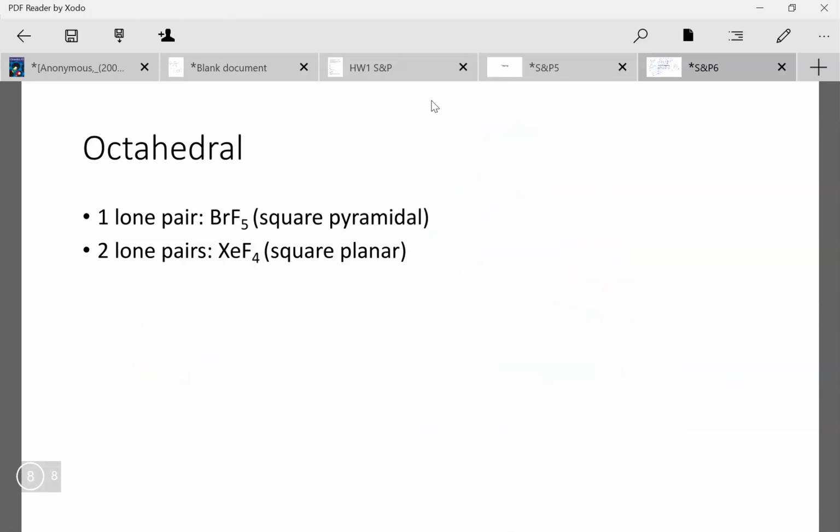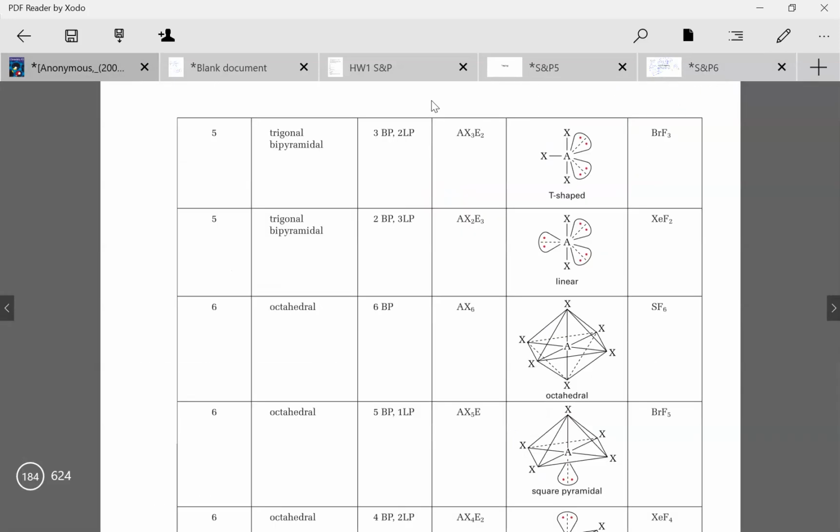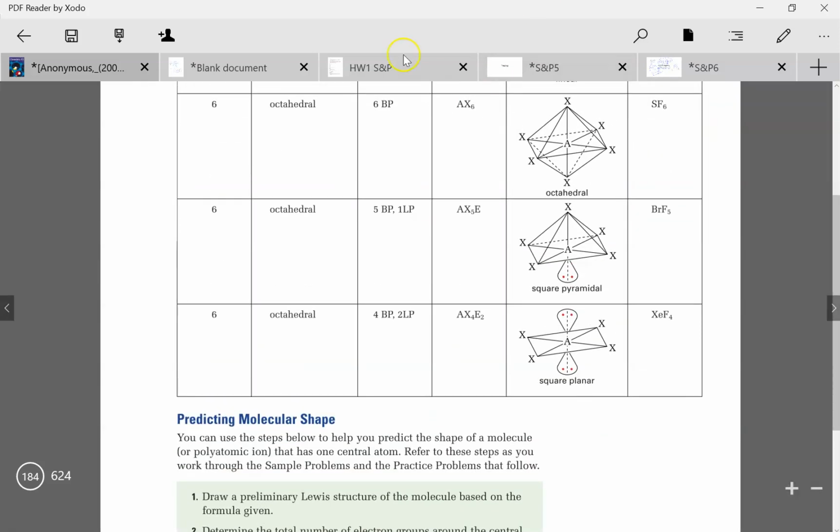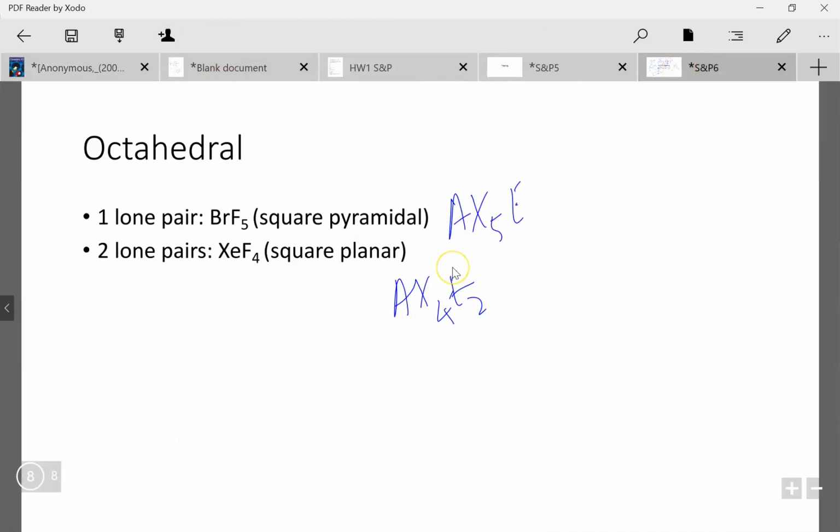Octahedral, you have a square pyramidal and the square planar, corresponding to AX5E and AX4E2 respectively. Hopefully I don't have to draw those out. They're basically some of these, and if we see them in the practice, we'll of course do them in the textbook work, so we'll do them. So that's it for these guys.